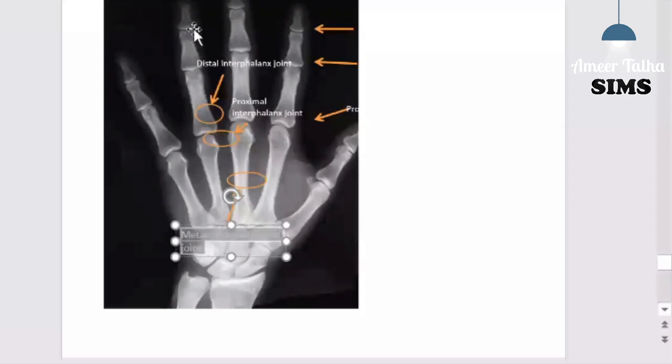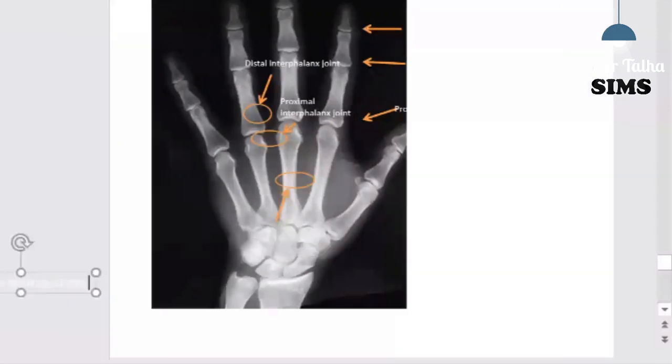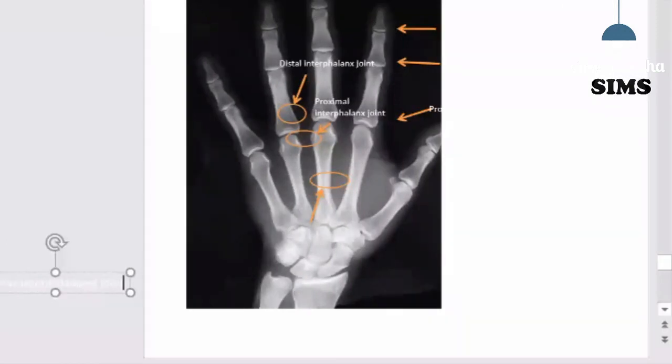And this area is also called the midcarpal joint, like this one is the midcarpal joint. And coming towards the other bones, the other part, okay, I'm bringing back, this is the anteroposterior view.